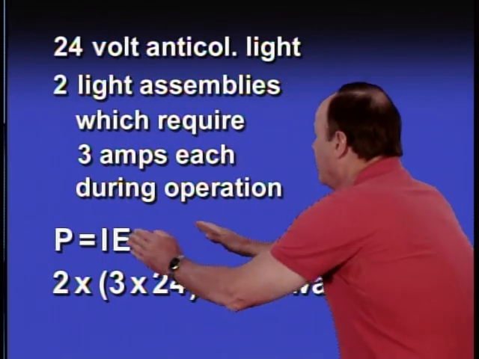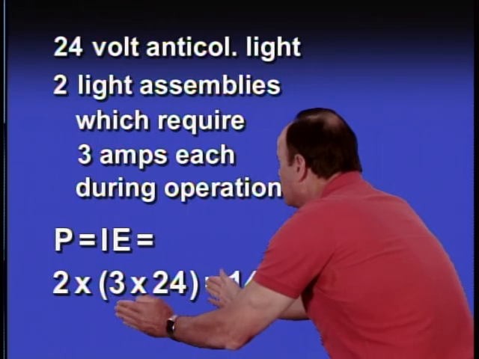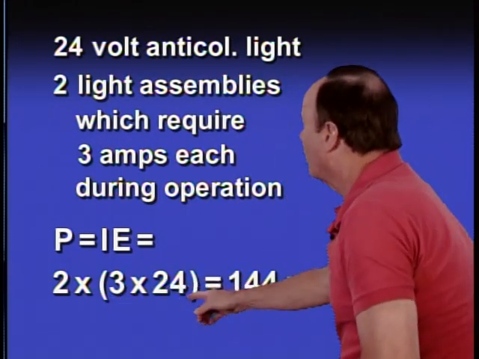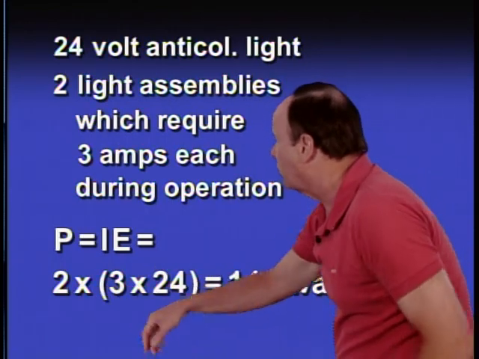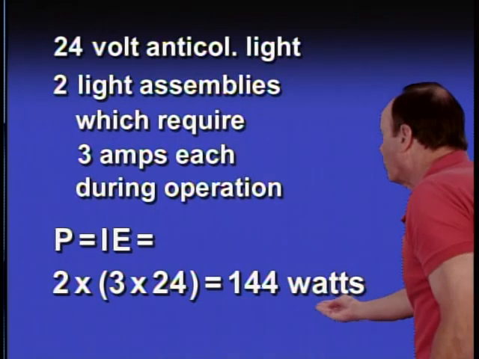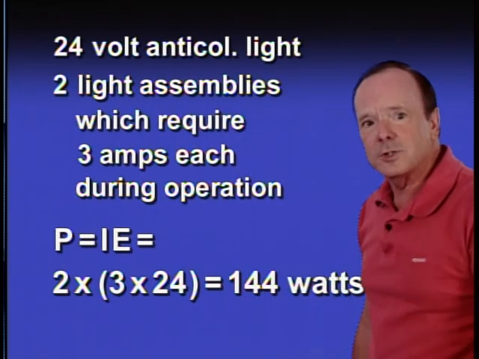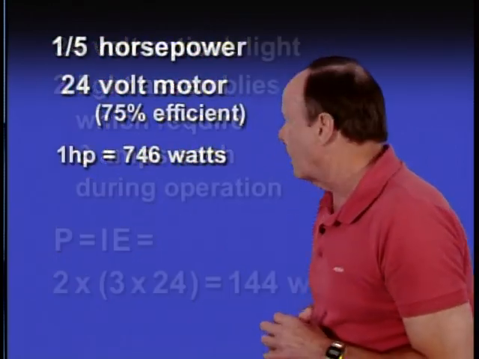So this is 3 times 24 in each circuit, and that's the power required in each circuit. It's the amps times the volts. And we have 2 of those circuits, so to figure out the power here, 2 times 3 times 24, that's the power in each circuit, equals 144 watts. So that's a little bit more. That's 144 watts. So let's take a look at the third situation they're going to ask you about.